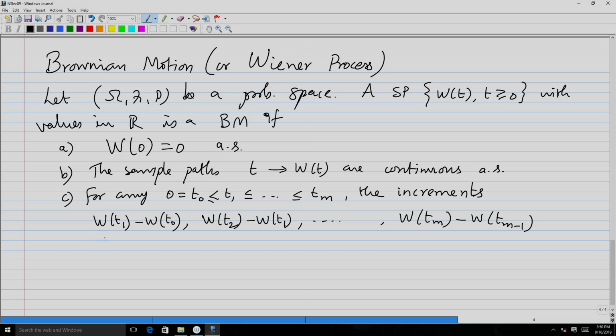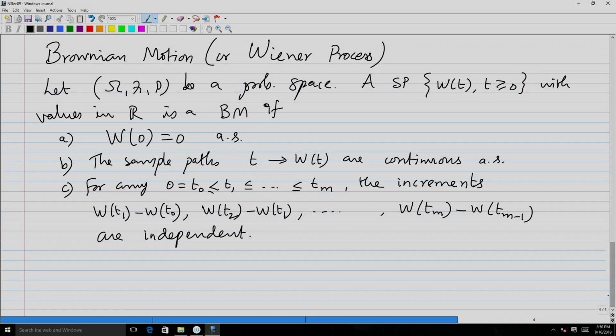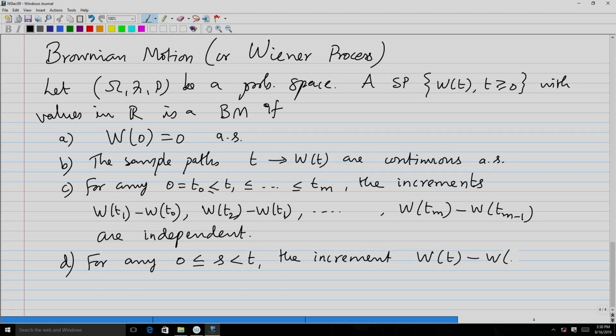What are these? These are independent. When we say some n random variables are independent, it is precisely that quantity. Now, D, the last property: for any 0 less than or equal to s less than t, the increment, which is Wt minus Ws, is what is an increment.